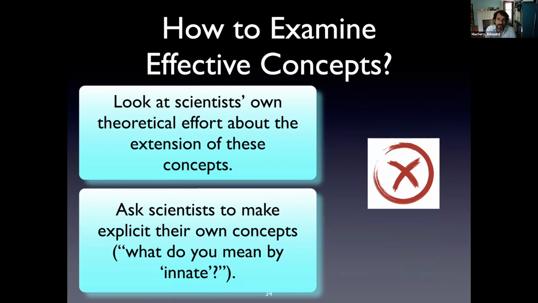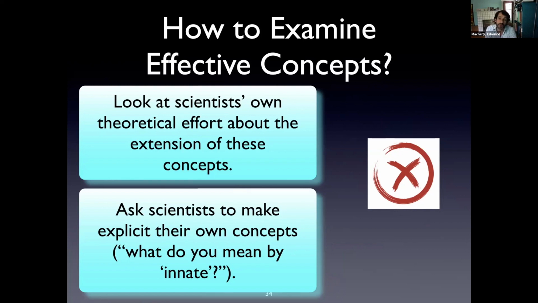Why? Because the effective concept of innateness drives real work in science. So how do we study the effective concept of innateness? Well, here's what you should not be doing. You should not look at scientists' own theoretical effort about the extension of this concept. So don't read what scientists are saying about what the word innateness means or what the concept of innateness amounts to. That's not going to be helpful to get at the effective concept of innateness. It's going only to give you information about the content of the explicit concept of innateness.